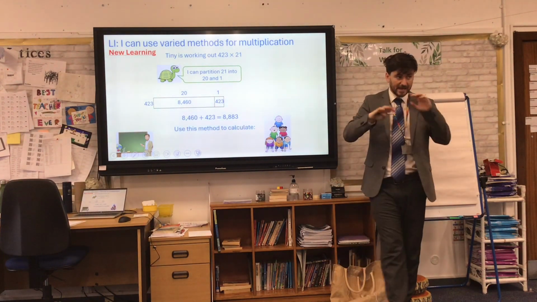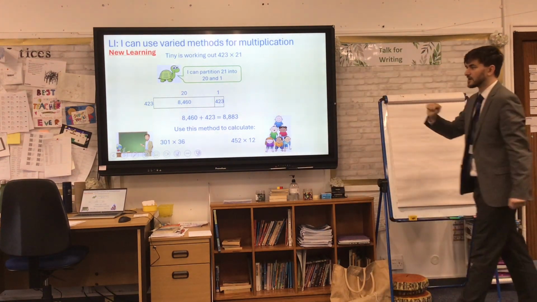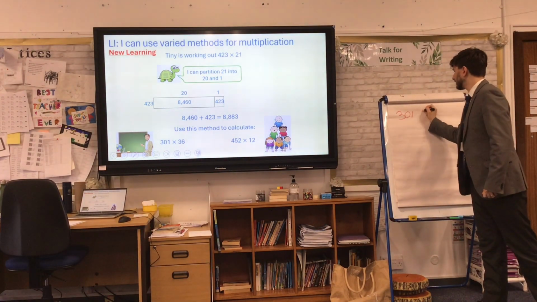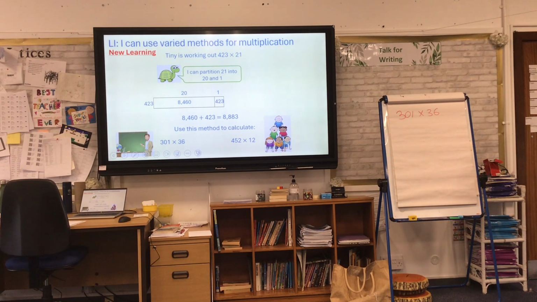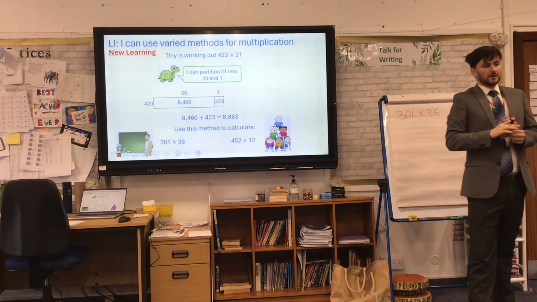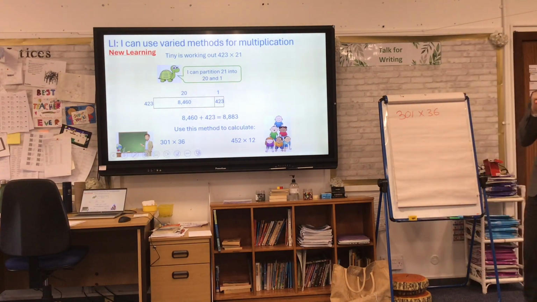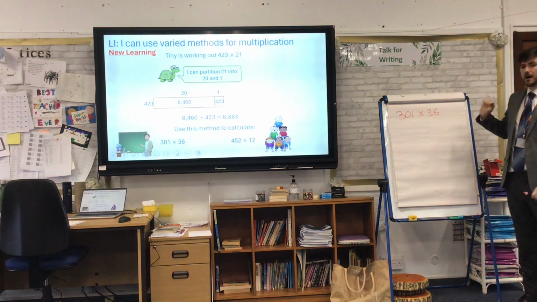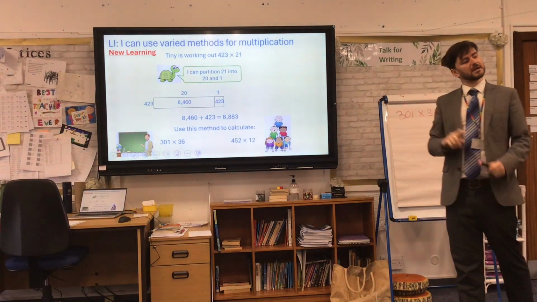So, I want us now to use this method to calculate one of these. I'm just going to do one of them, and we're going to start with 301 times 36. Where do I need to start? Which number am I going to partition, do you think? Have a chat with the person next to you. Which number is the one to partition? Okay, which is the number which I'm going to partition then? Who can help me out? Mila, what do you think?